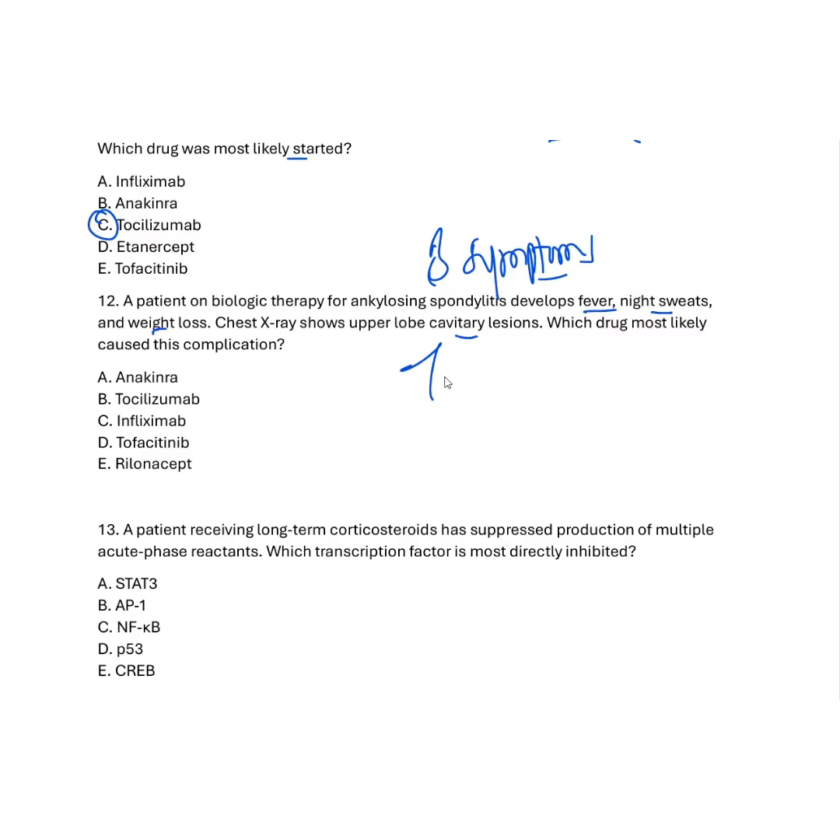Very good. You're thinking of TB reactivation. So you're thinking of tuberculosis, right? Which drug most likely caused this complication? Most likely this patient is probably on what? TNF-alpha inhibitor drugs. And because of the TNF-alpha inhibitor drugs, that causes what? TB reactivation. So the best answer there will be C.